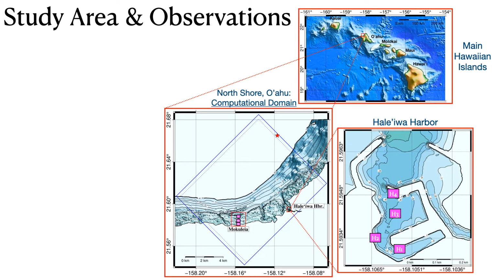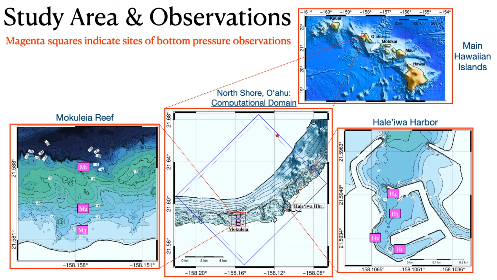We now take a closer look at Haleiwa Harbor. The magenta squares mark the four observational sites where we collected bottom pressure records. Focusing now on Mokuleia, we have bottom pressure records from these three sites. In all of the analyses that follow, the pressure data was converted to sea level using linear wave theory.